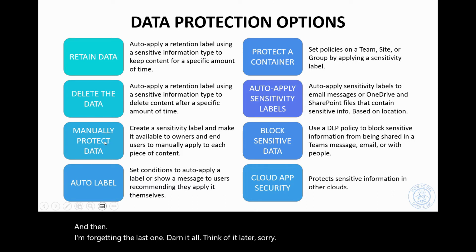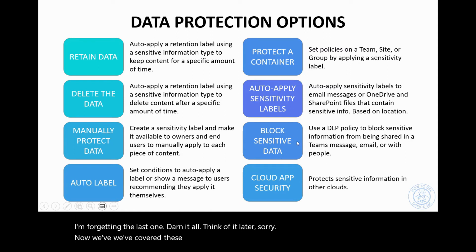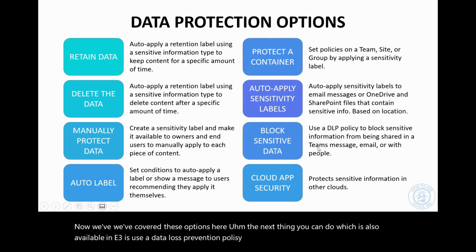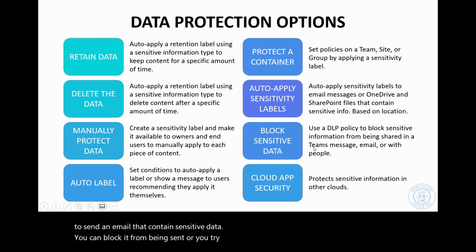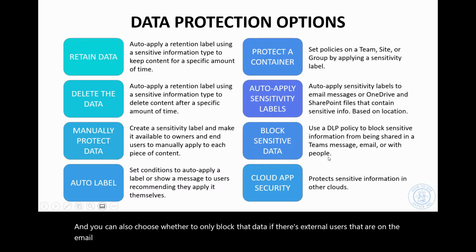Okay, so now we've covered these options here. The next thing you can do, which is also available in E3, is use a data loss prevention policy to block data essentially in transit. So you try to send an email that contains sensitive data, you can block it from being sent. Or you try to share a social security number in Teams, you can block it from being sent. And you can also choose whether to only block that data if there's external users that are on the email or are members of the team, or block it for everybody.